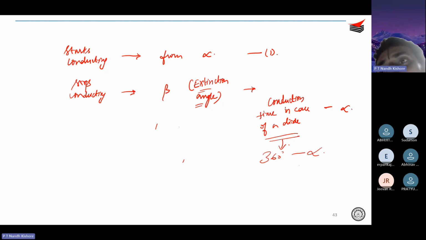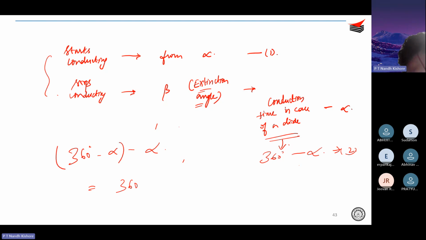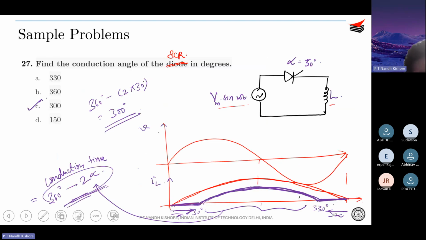Okay. Same, you take a similar rectifier. In a general rectifier also, the beta value will be the conduction time in case of a diode minus alpha. So this is the extinction angle. From this, if you just see, the total conduction period is just the difference of these two, right? So 360 minus alpha minus alpha, that is 360 minus 2 alpha. Since alpha is 30 degrees, 360 minus 2 alpha turns out to be 300 degrees. You can actually go ahead and find out what is your IL value.